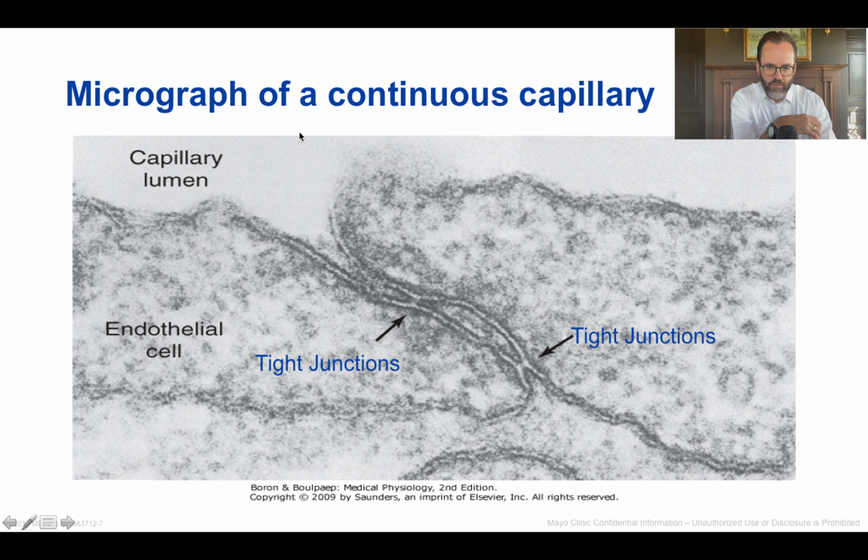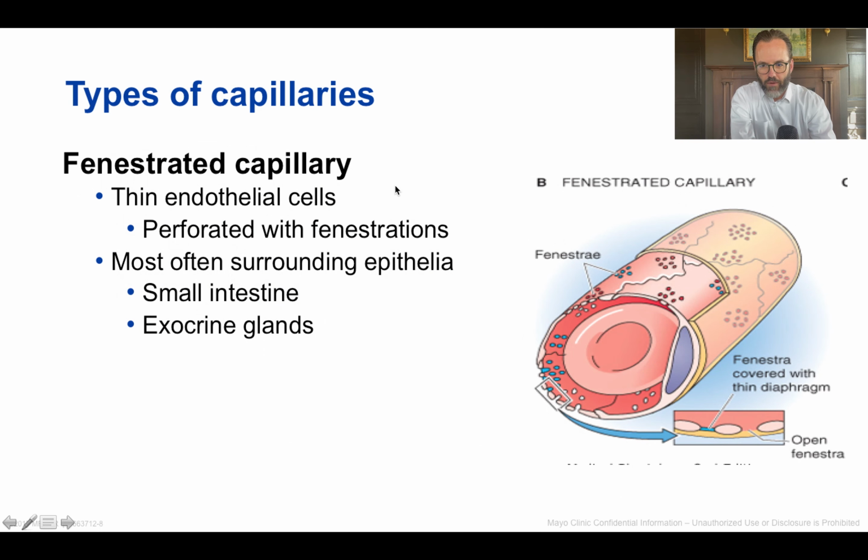Again, when we look at these from the perspective of a micrograph here, you can see we've got the capillary lumen, endothelial cell, and these tight junctions that are really holding the capillary together and enabling some fluid and nutrient flux to occur between them, but largely mitigating that leak that would happen under physiologic pressures.